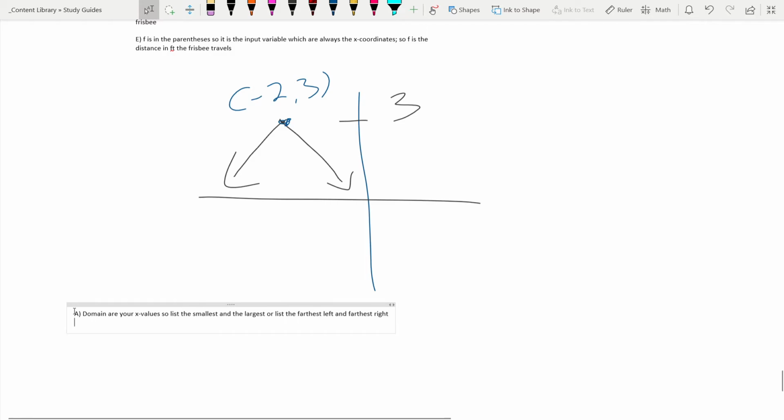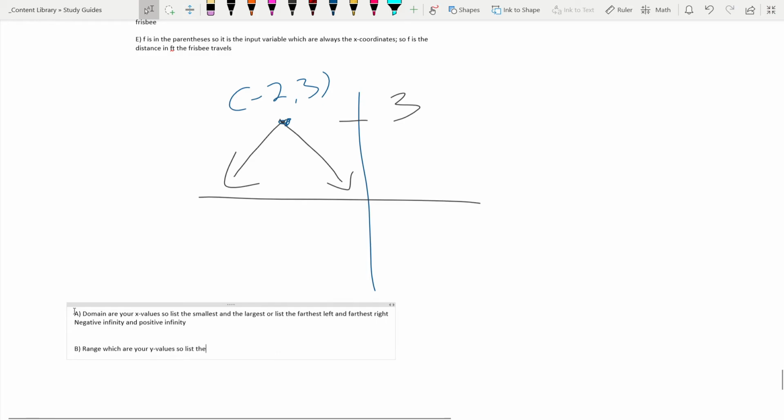Well, this thing, farthest left, it never stops going to the left because of that arrow. So you will go all the way to negative infinity. And the thing goes all the way to the right, so you never stop there, so it will go all the way to positive infinity. Now B asks you for the range, which are your y values.